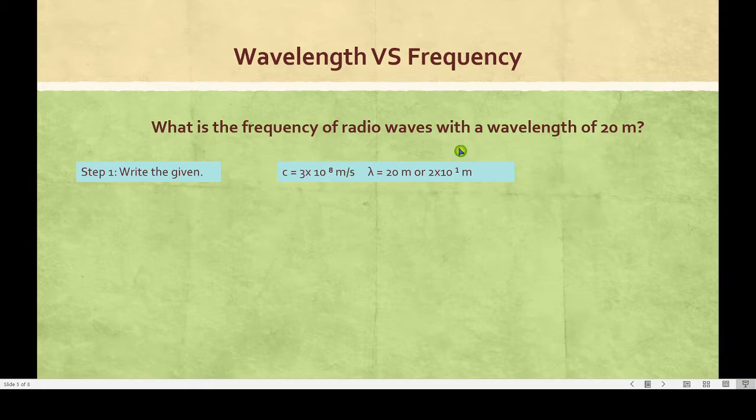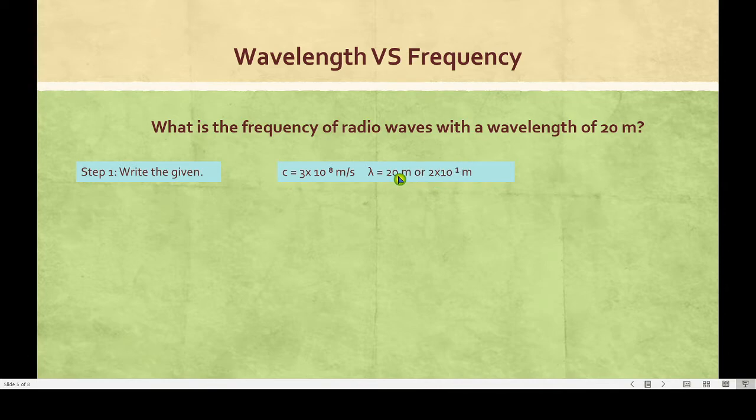Then the wavelength, lambda is equal to 20 meters, or we can convert this into scientific notation so that you can compute it easily later. So 20 meters is simply equal to 2 times 10 raised to 1 meter. How to convert this? Since 20 has 1 zero, you have to move the decimal point 1 place. So 2 times 10 raised to 1.